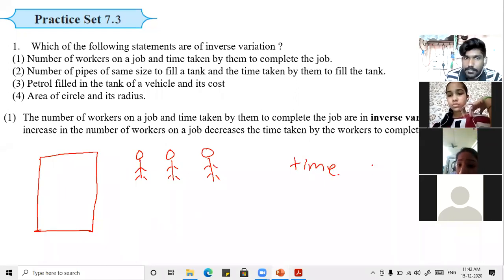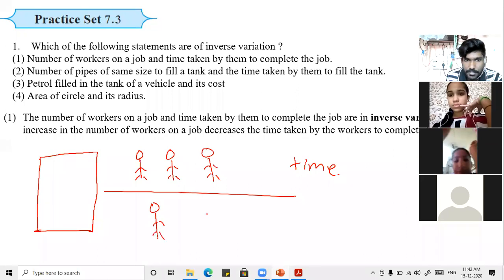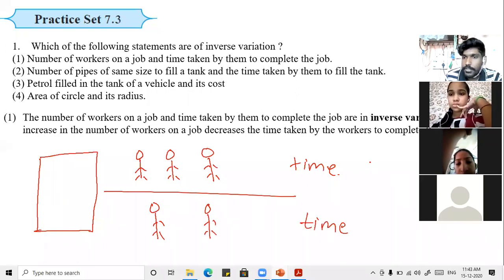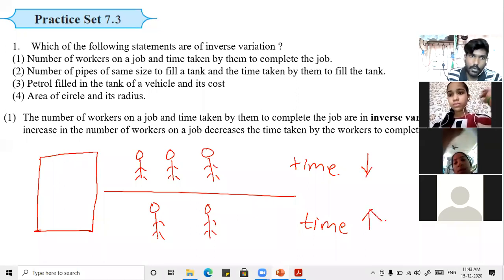Suppose three workers, you have two groups of people. So the first is three workers and the second group is two workers. Now let us try to identify the time taken by them. Obviously with three workers, there are more people cleaning the glasses of the building, so they will take less time. And here there are fewer workers cleaning the glasses of the building, so they will take more time here.